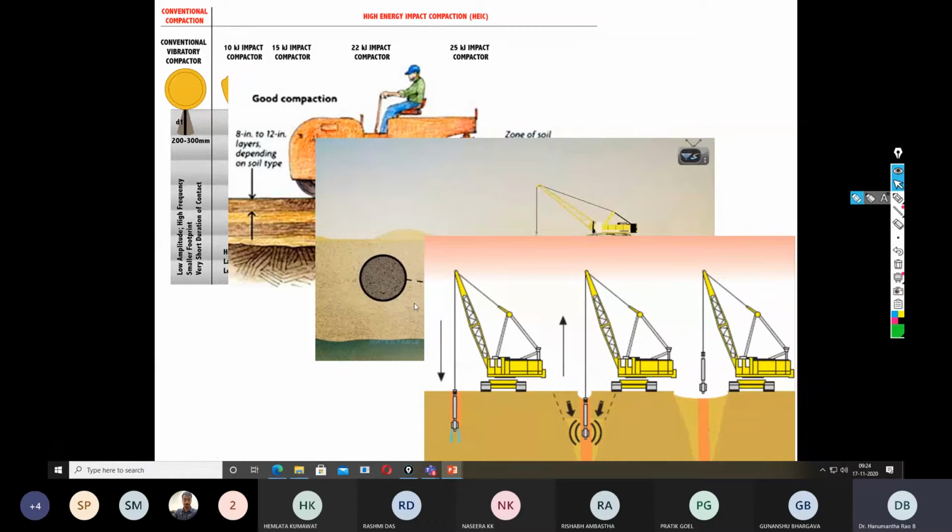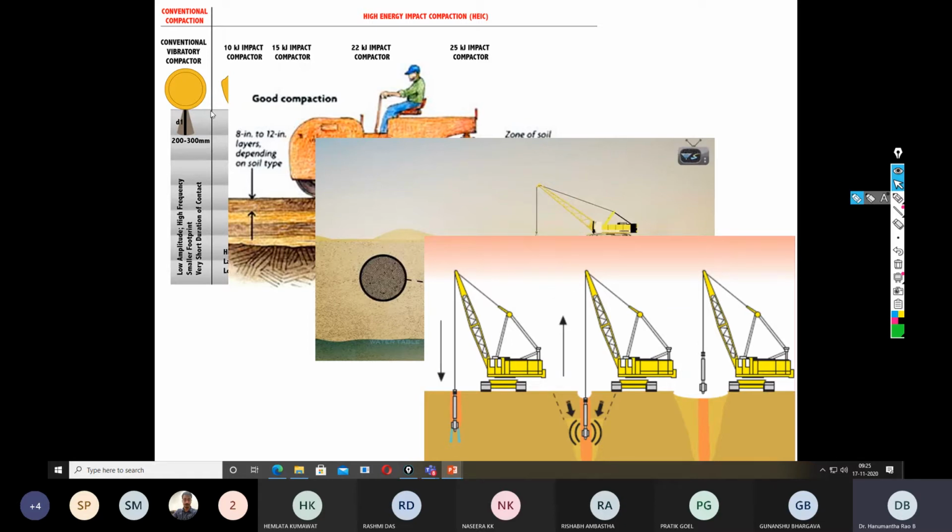So what kind of technique do you use or adopt for improvement of soil at such large depth? One such technique is vibro flotation. I hope it is clear to you all in a very systematic way. If it is in a number of layers, then we go for conventional compaction. If you want up to 2 to 3 meters, then we go for high energy impact compaction. If you want up to 15 or 20 meter, then we go for deep dynamic compaction. If you want even further depths, then we go for vibro flotation ground improvement techniques.